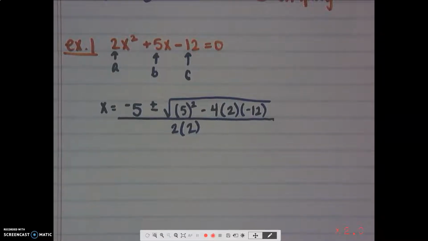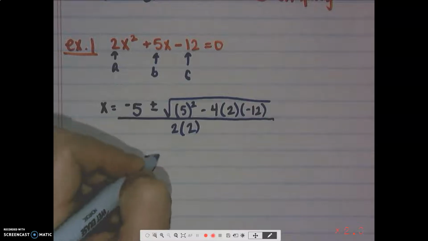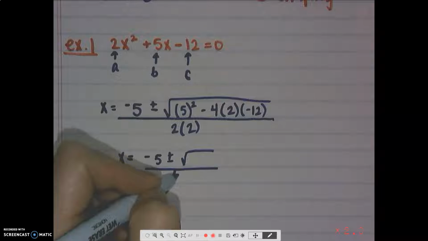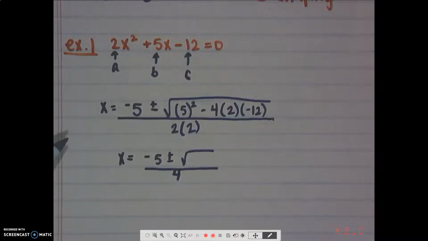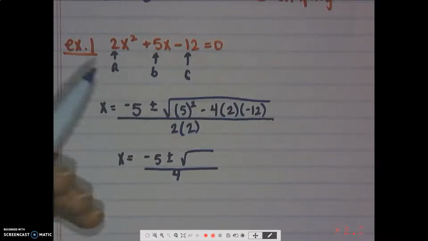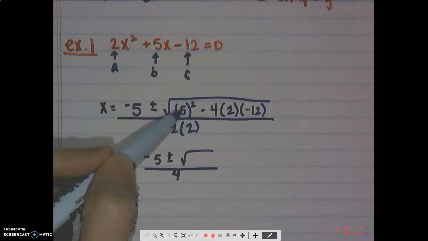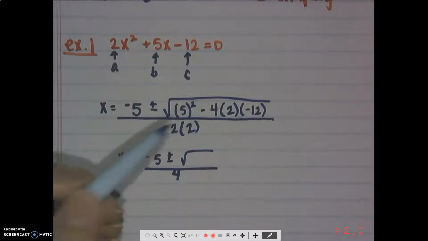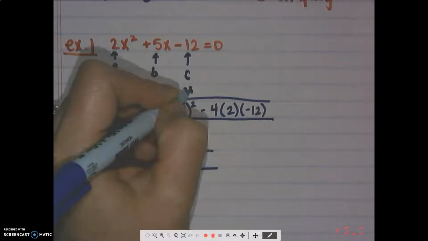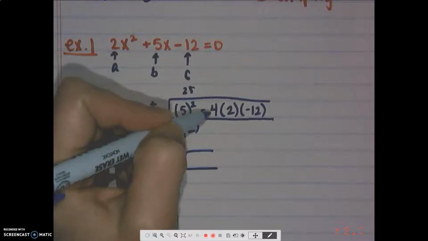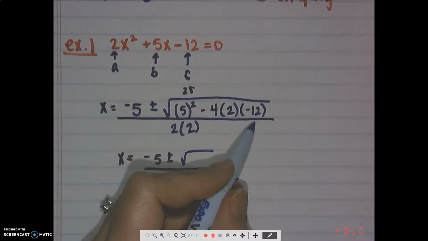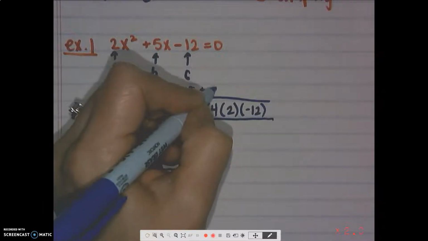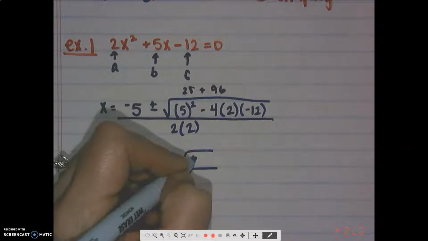The third step is to simplify. So the negative 5 is going to stay there. We got our plus or minus. We're going to have some number underneath that square root, and 2 times 2 is 4. That square root is going to be the thing that takes the most amount of time to figure out. So here we have 5 squared minus 4 times 2 times negative 12. This part here is 25. And then we have 4 times 2 times a negative 12. This is going to become a positive. So it's 48 times 2 is 96. And when we add those together, we get 121.